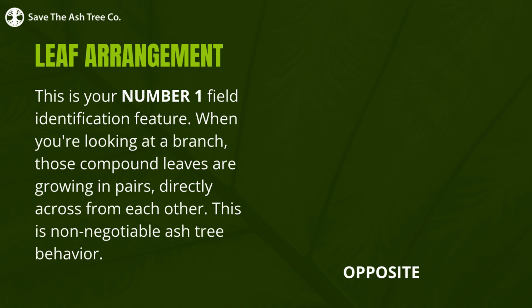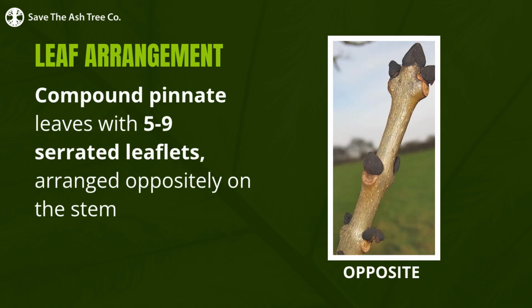So let's put it together. Compound pinnate leaves with 5 to 9 serrated leaflets, arranged oppositely on the stem. If you see this combo, you're almost definitely looking at an ash tree. You're already 90% of the way there.